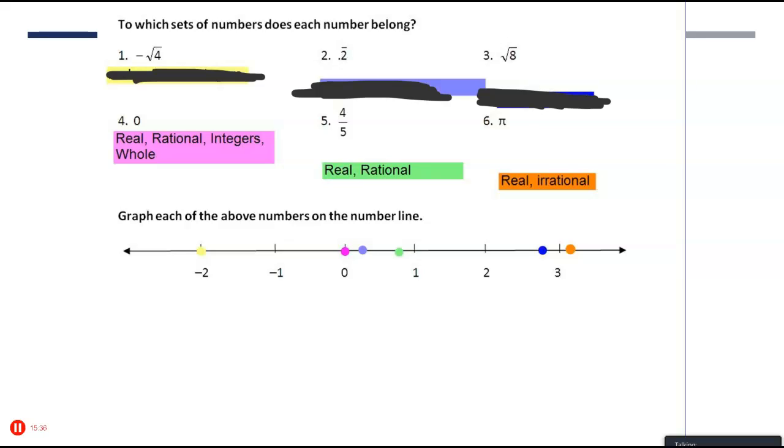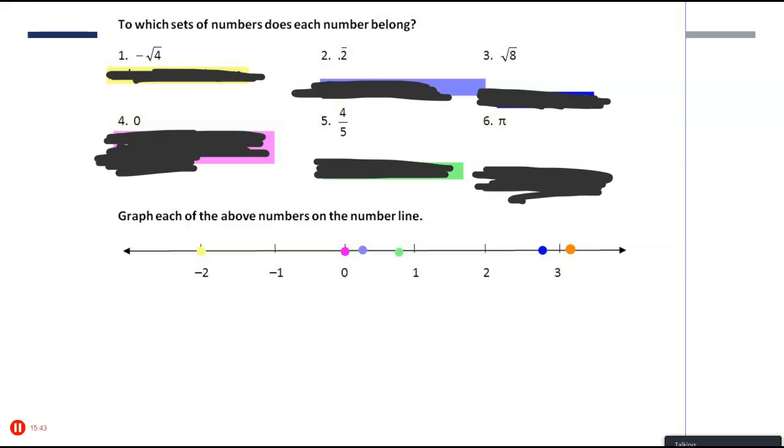The square root of 4 can be simplified to what? The square root of 4 can be simplified to 2. So what we want to do is simplify before we describe. So negative square root of 4 becomes negative 2.